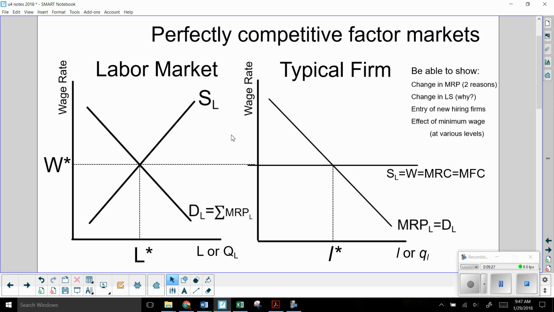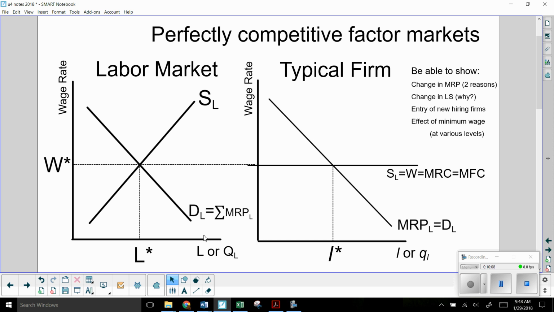Just like with perfect competition in the product market, we have a market graph and a firm graph. Here we're thinking about, say, the market for workers in Iowa City. And here we're thinking about whether we should hire one more worker at our restaurant. The assumption we're making is that there are bunches and bunches, maybe even an infinite number, of similarly situated firms who are hiring their workers in a big pool of undifferentiated labor. So this would be like unskilled laborers in the whole city.